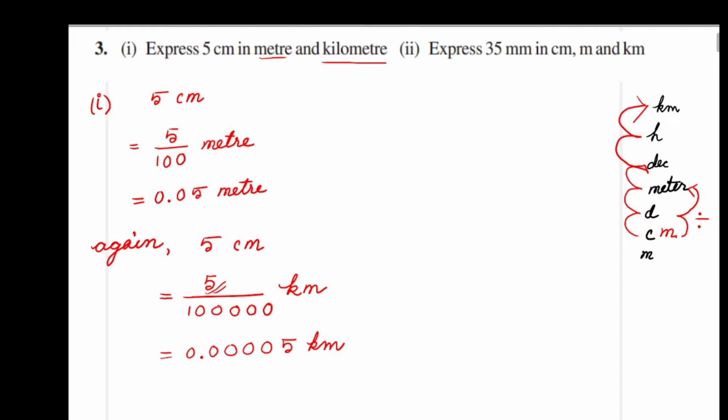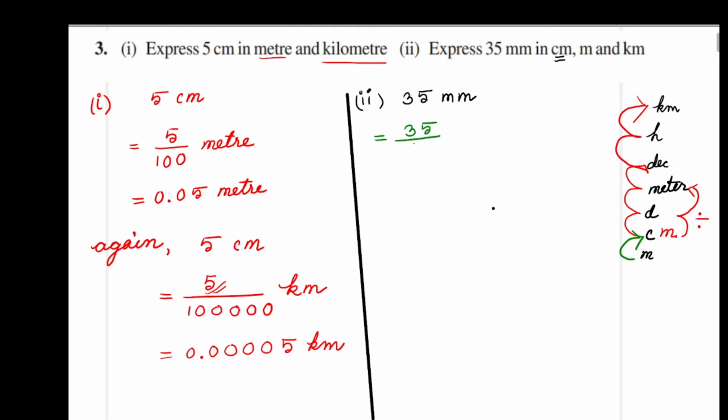Now come to question number 2. In question number 2, what is given? Convert 35 millimeter first to centimeter. Okay, so millimeter to centimeter, how many steps? 1. So we have to divide 35 by 10, then it will be converted into centimeter. Okay, so in decimal it will be 3.5 centimeter.